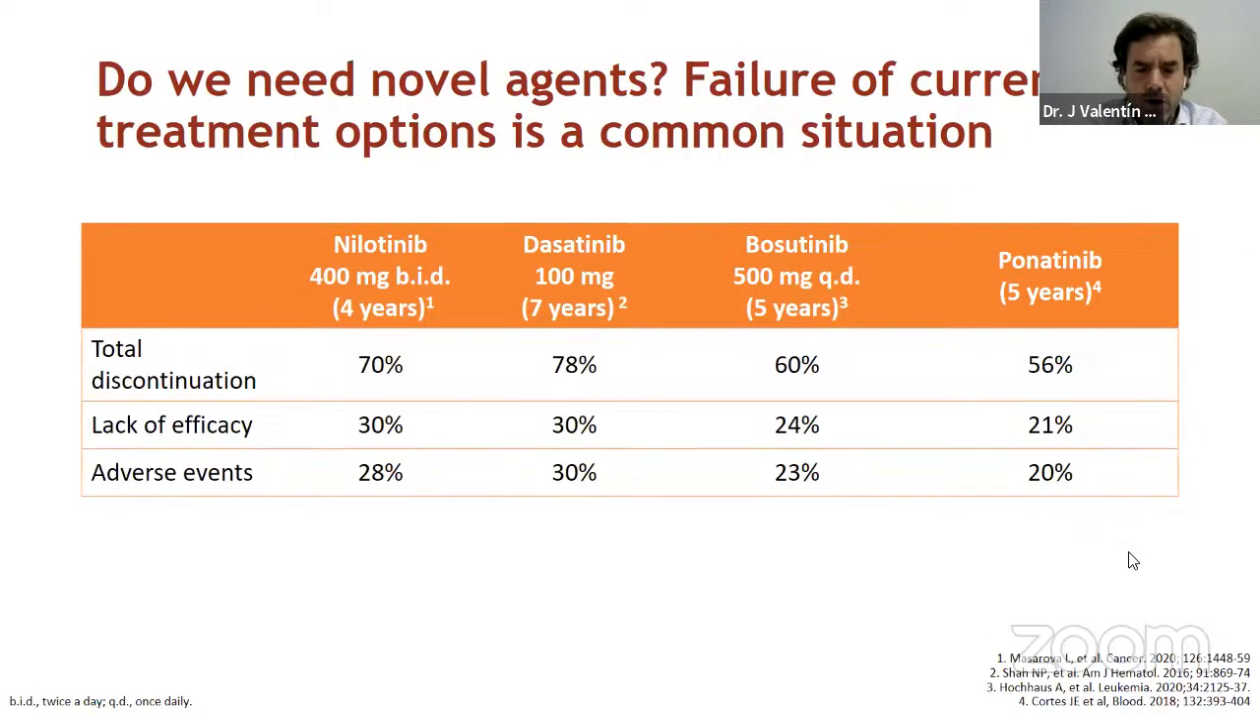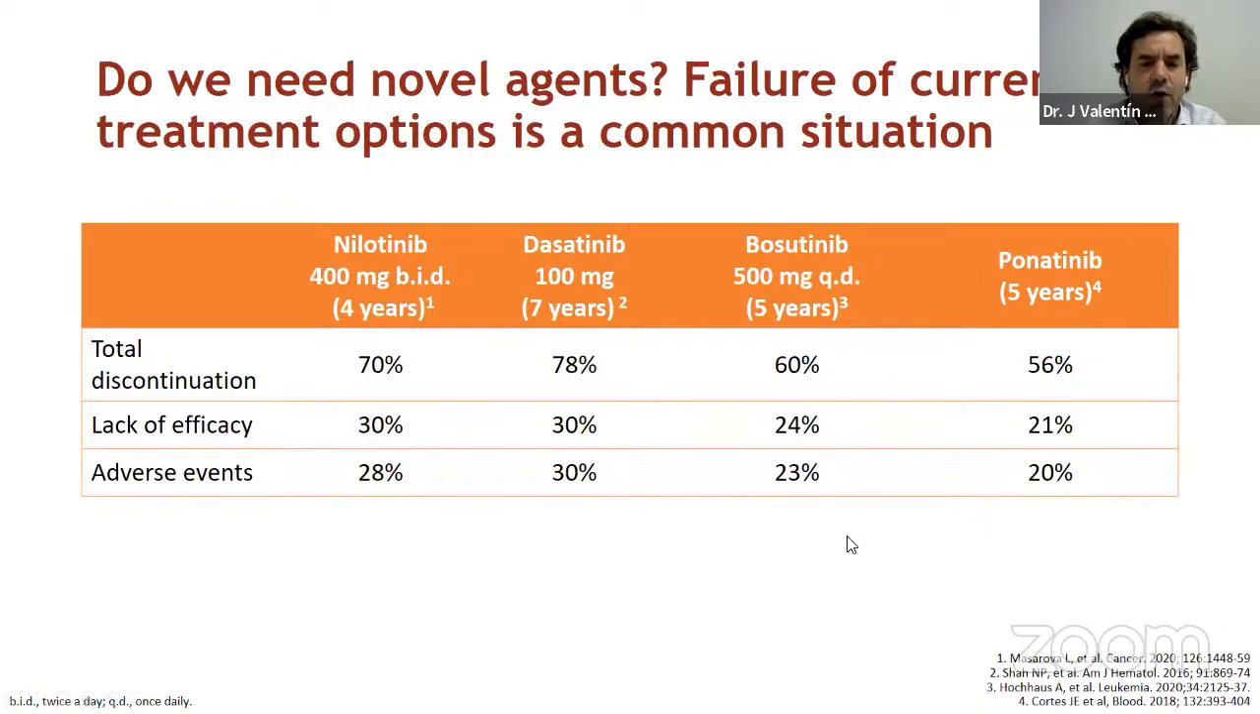The most important problem is what do we do if patients fail a second-generation TKI, especially in the second line. And this is also an important problem. We can see that once patients start on a second-generation TKI, the probability of treatment failure is as high as 50 to 70%.